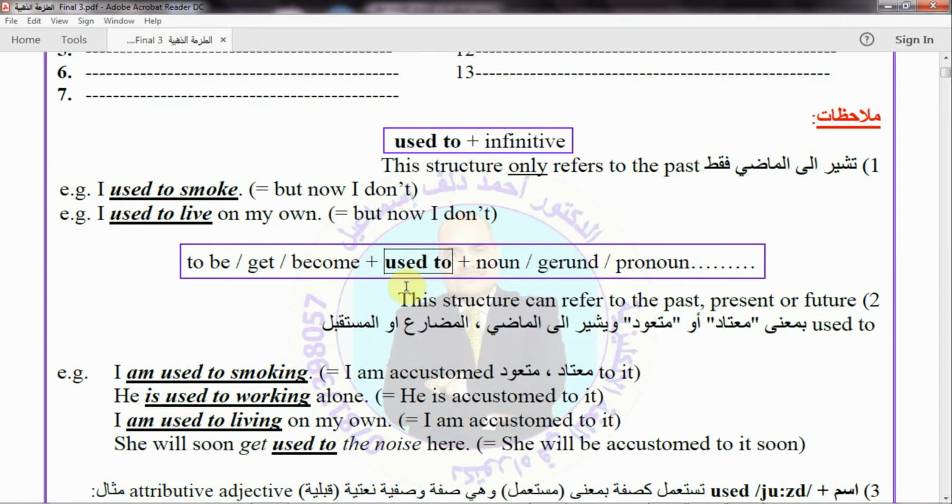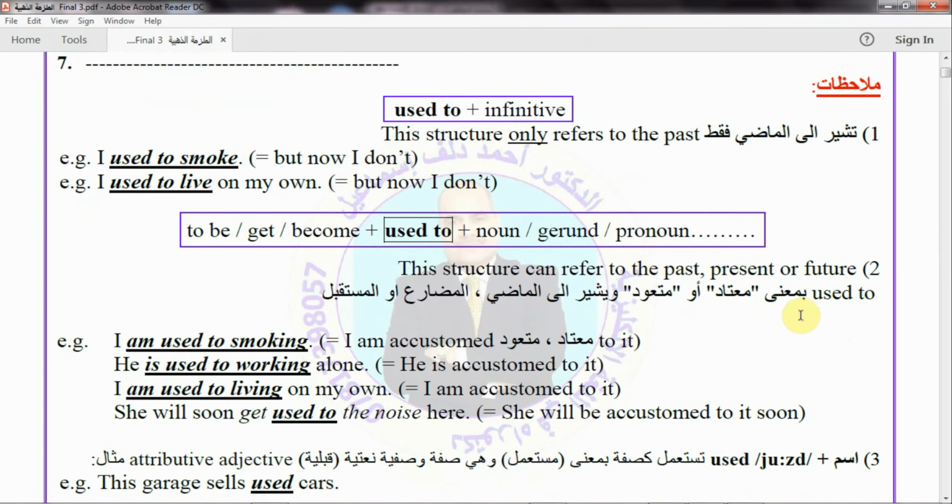التالية، نفس التركيبة used to ونفس اللفظ، لكن أسبقها يا إما بأحد أفعال كينونة to be أو الفعل get أو become، وأخلي بعدها noun اسم أو gerund اسم الفعل فعل ing، أو أخلي pronoun ضمير ثم التكملة complement. So this structure can refer to the past, present or future. يعني هاي التركيبة تشير إلى الماضي والمضارع والمستقبل.